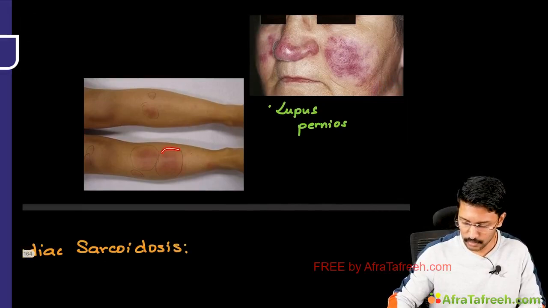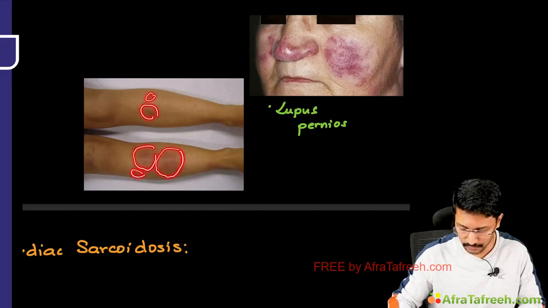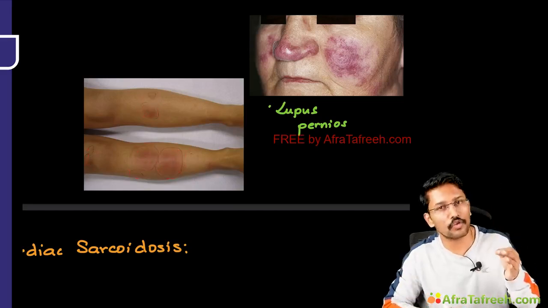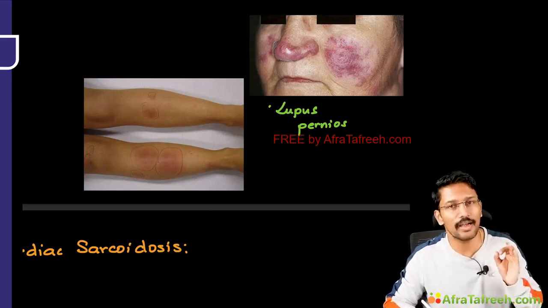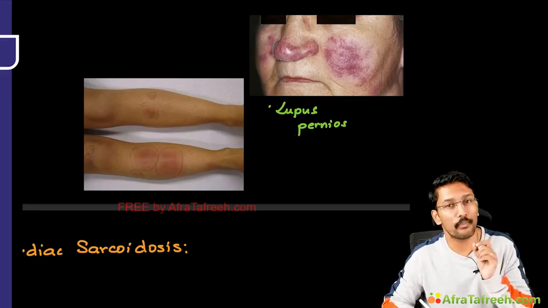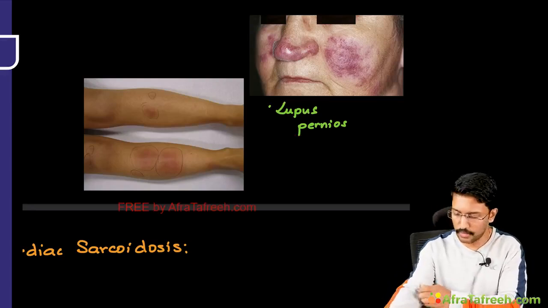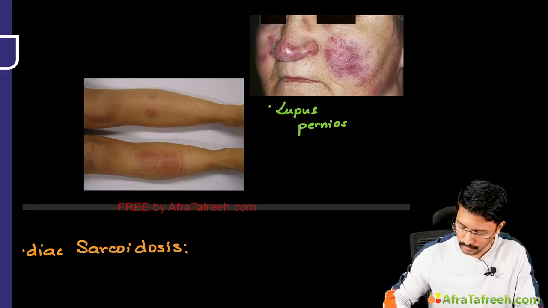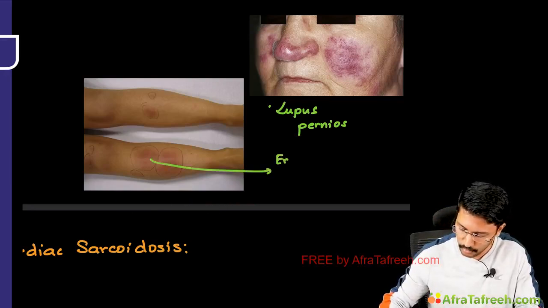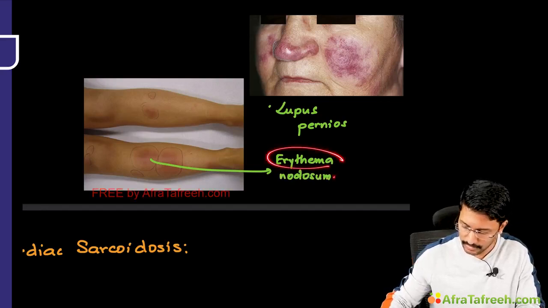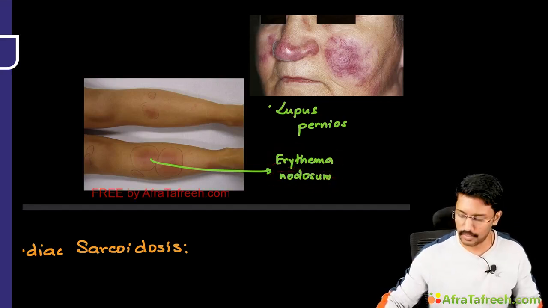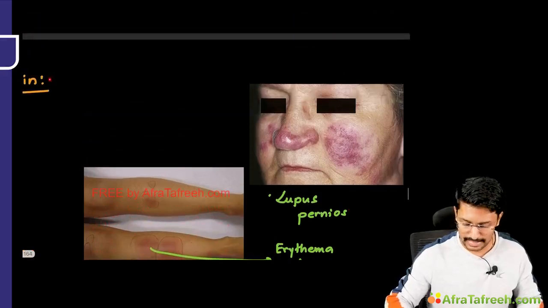And the second manifestation that you can see here, I think you can notice that there are erythematous rashes here. Again, these erythematous rashes are because of the same thing that you saw in lupus pernio, the non-caseating granulomas. So these are also going to be palpable, right? So what do we call this? This will be called erythema nodosum. The name itself tells us that there is erythema and there is nodularity, palpable rashes. Erythema nodosum and lupus pernio are the important skin manifestations.